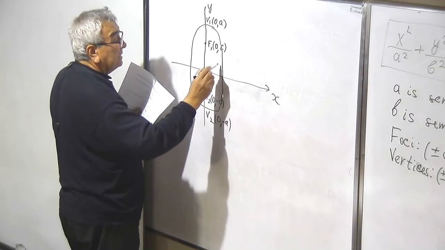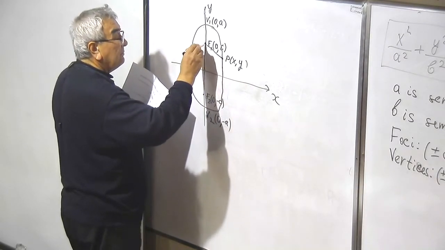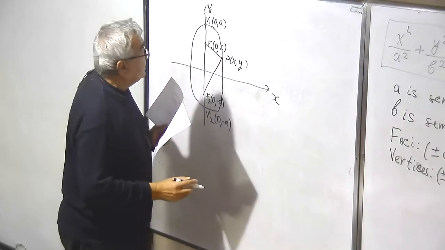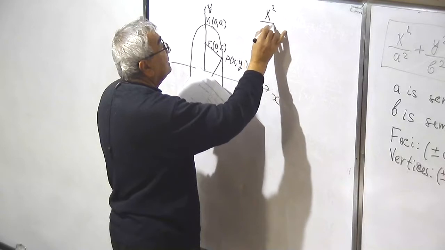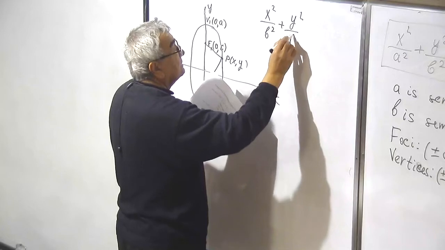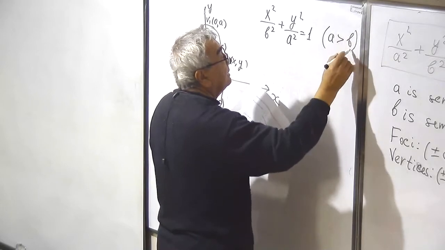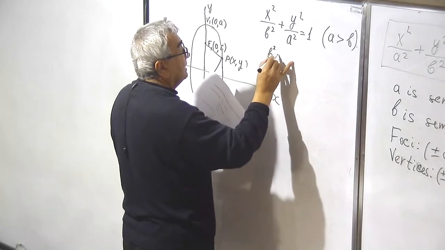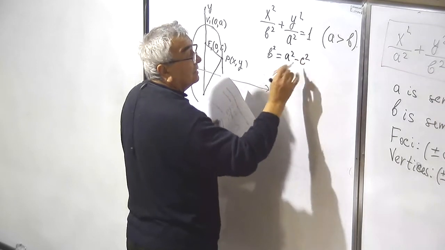If you take the distance, for example, this is a point P, which is x, y. The sum of this distance and this distance should be constant, and we receive the following equation: x squared divided by b squared plus y squared divided by a squared equals 1. Again a is larger than b, where b squared equals a squared minus c squared, like in this case.